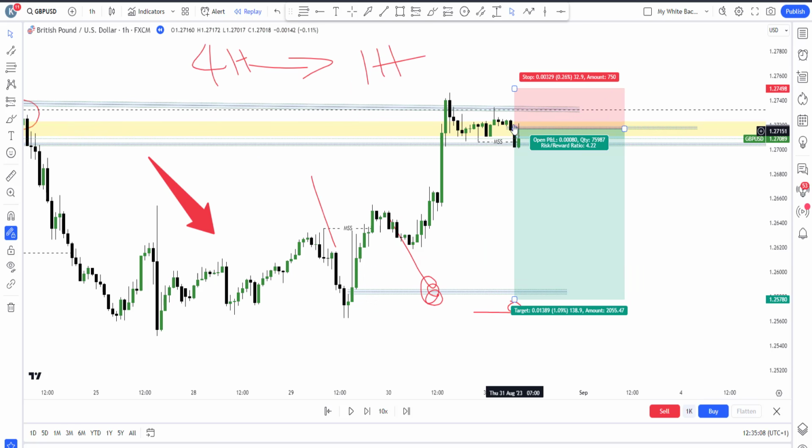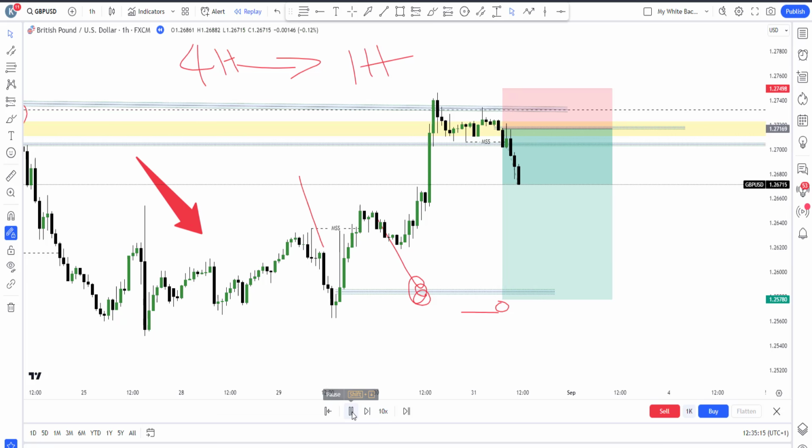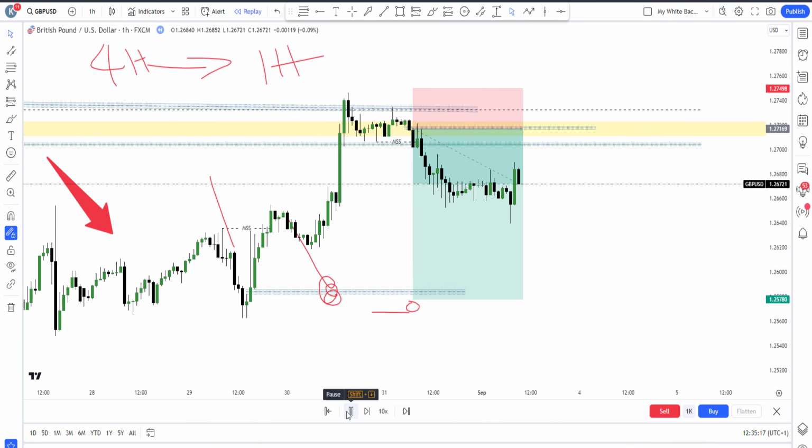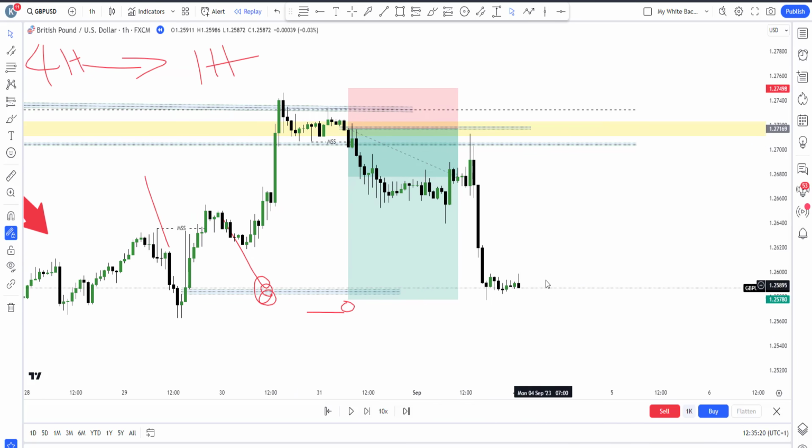This is a 1 hour candle. Waiting for it to come back takes you time, and then you're going to enter from there, that fair value gap. And that is the only reason why you would take this trade. All right, that is the only reason why you would take this trade from there.